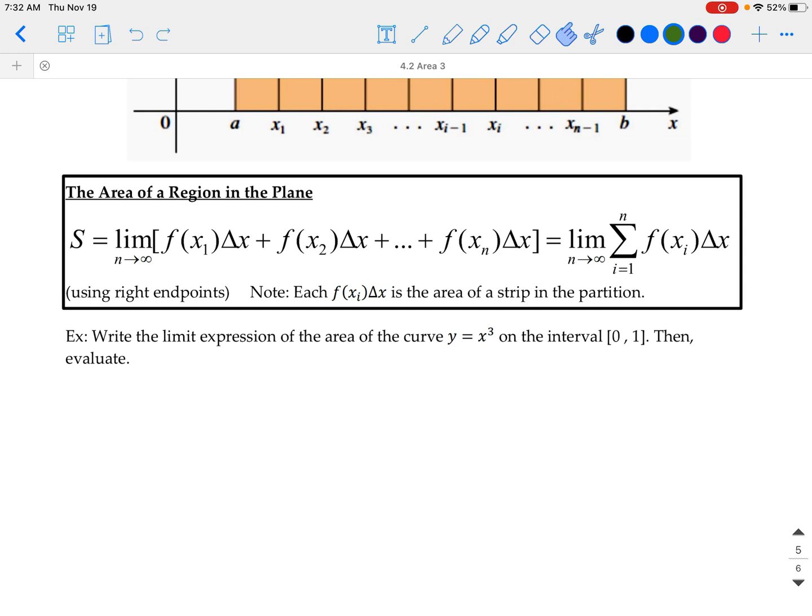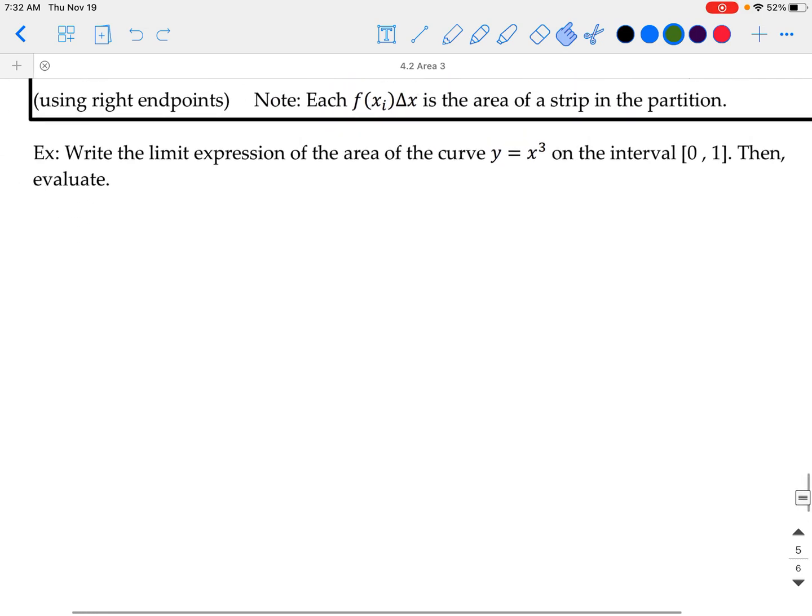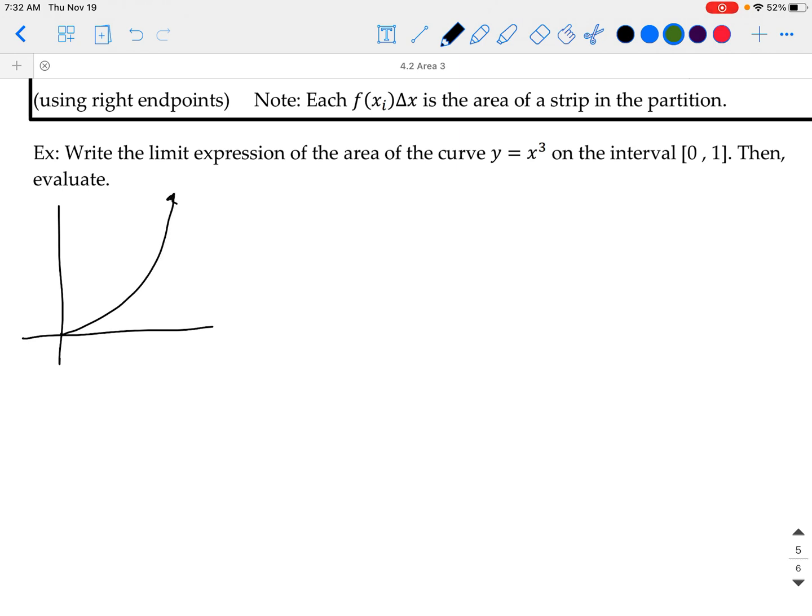So we want to write the expression of the area underneath the curve of y equals x cubed on the interval 0 to 1, and then evaluate. So let's go ahead and look at this example. It's going to be very similar to what we just worked on. So again, we can draw a quick little graph here. We've got our x cubed term from 0 to 1. And again, we're going to subdivide it into n subintervals. So there's going to be a whole bunch of rectangles all over the place here. So we'll note that delta x is equal to 1 minus 0 over n, which is just 1 over n.